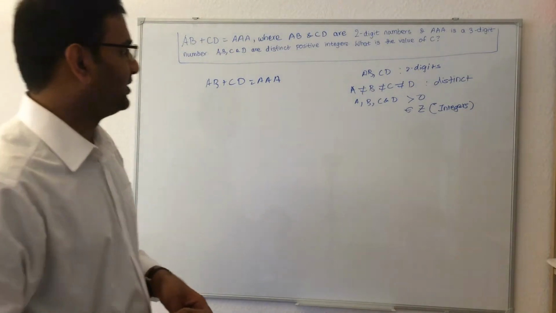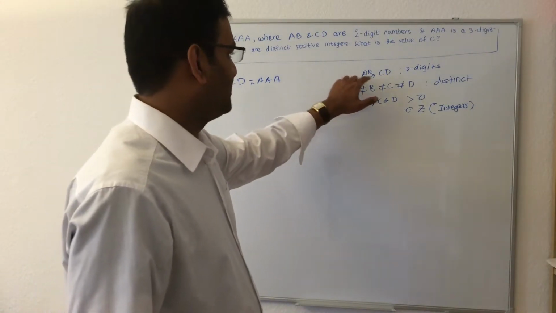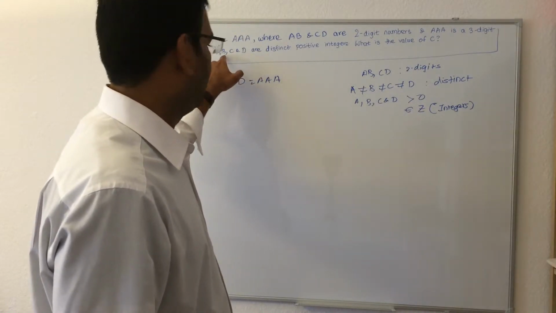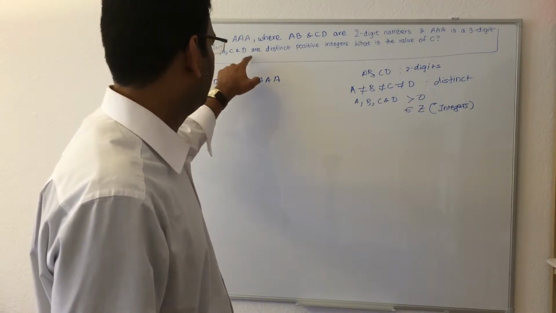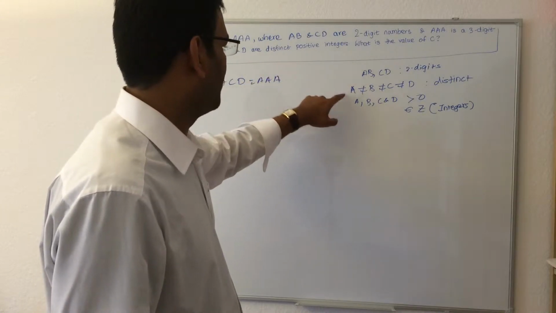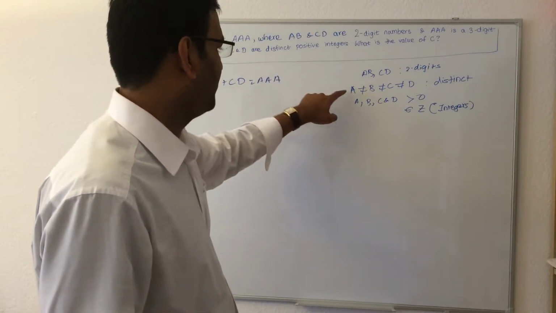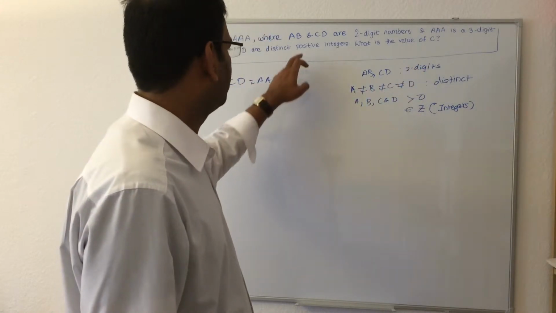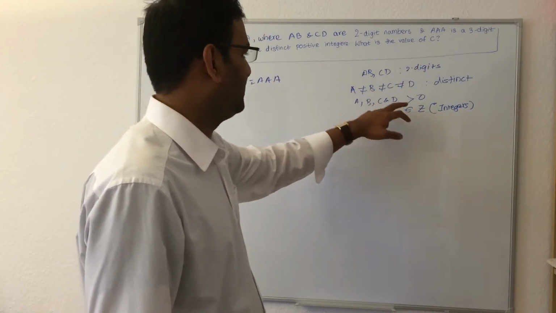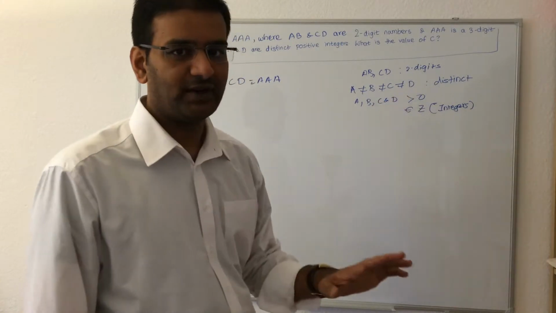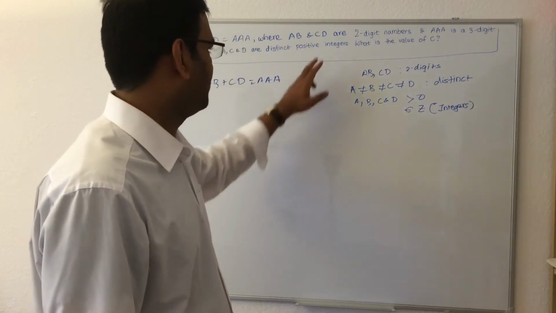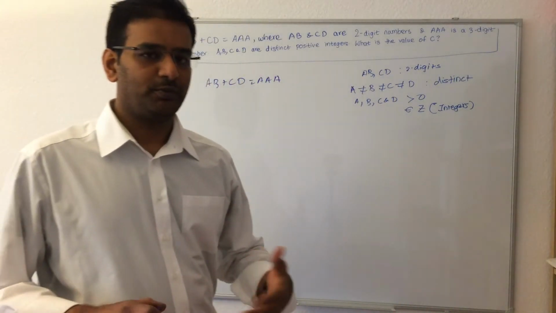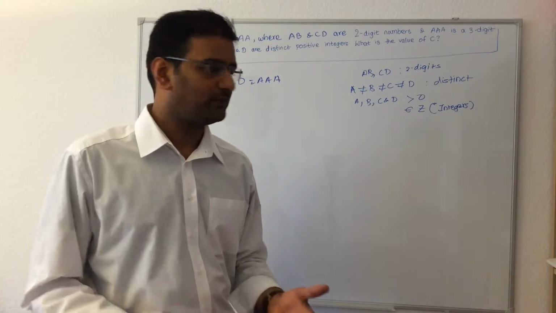Also, what we know from the question is AB and CD are two-digit numbers, and the individual values of A, B, C and D are distinct and positive. So for distinct, we know that A is not equal to B, not equal to C, not equal to D, which makes them distinct. Also they are positive integers, which means A, B, C and D are greater than 0. So we don't really have to fiddle with negative numbers. As well as they are integers, so A, B, C and D cannot have values such as 1.1 or 2.5 and so on and so forth.